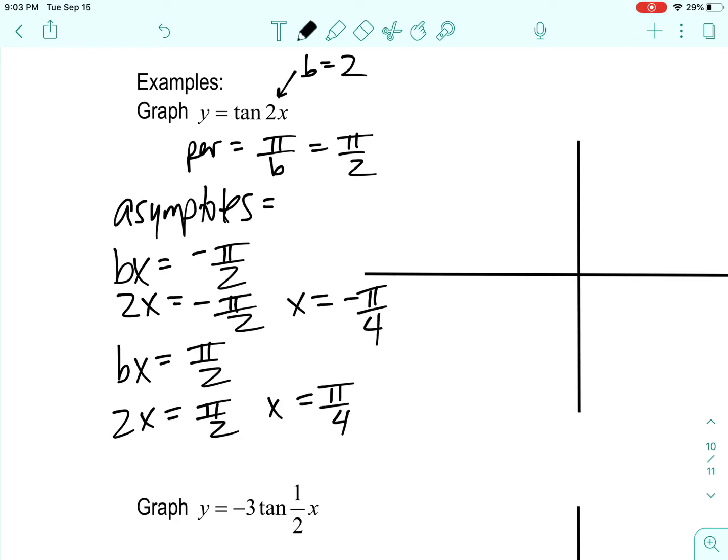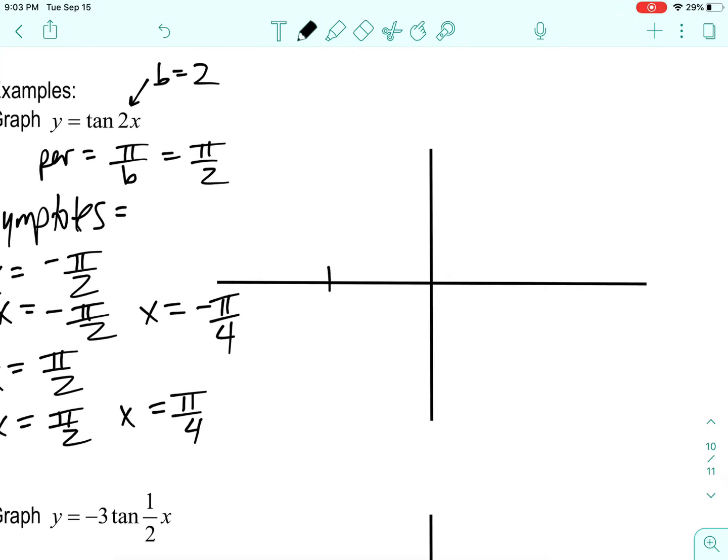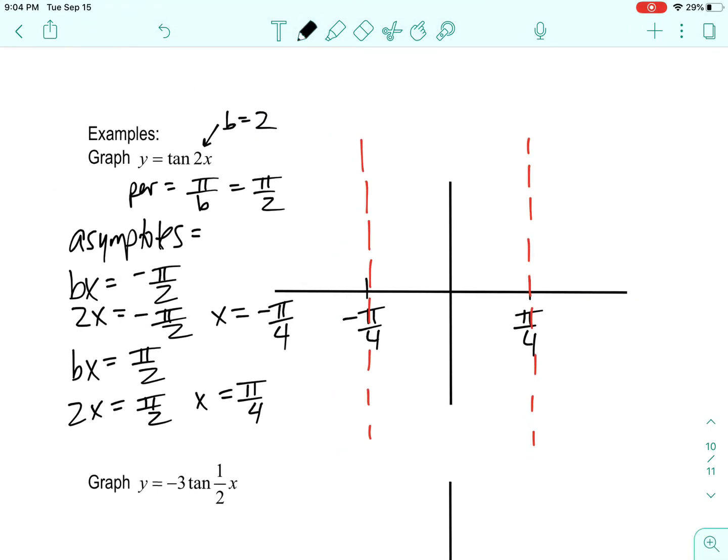So that's just some cross multiplication, simple algebra, but that means I have one asymptote at negative pi over 4 and another one at pi over 4. And I'm going to put my asymptotes on there because, like I said, that's the most important and most helpful thing to put on your graph to help you figure out all the rest of the stuff. Can you figure out where the midpoint is of those two asymptotes? So right here it's 0.